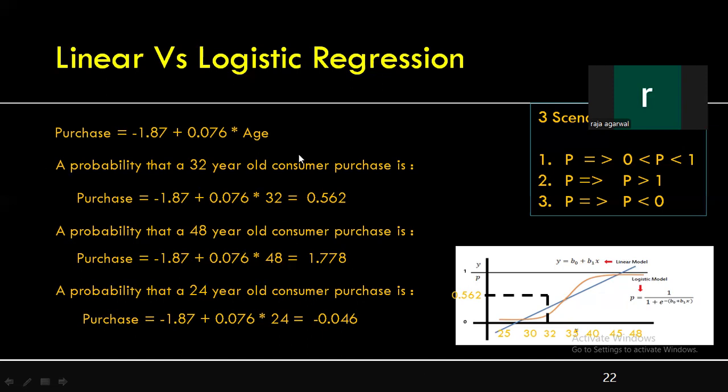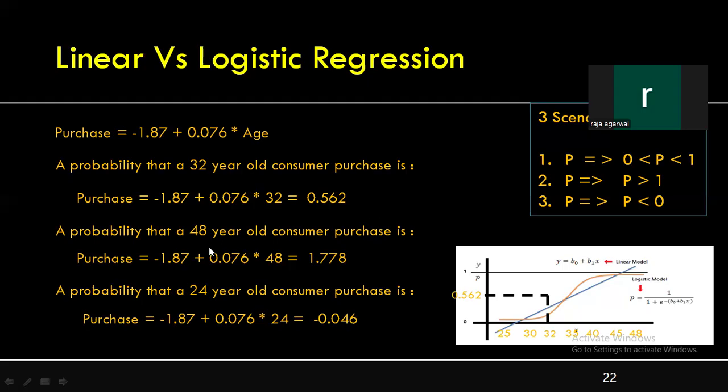For example, you want to predict the probability of a customer with age 30, 32, 48, 24. In that case, if you plug in the values in the equation, you will get the probability. In this case, the intercept value is negative 1.87 and the slope is 0.076. If the customer age is 32, the probability is 0.56. So that means for the customer with age 32, the probability of purchasing is just 0.56 only.